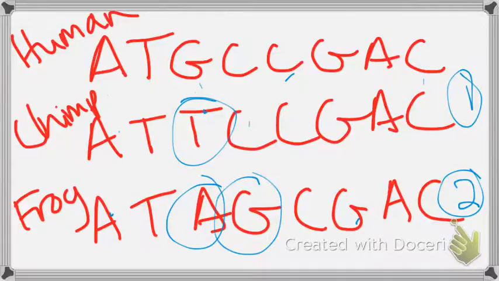So the answer to the question then would be that the human is most closely related to the chimpanzee in this example, right? So that's an example of how we would look and see how two things are more closely related. And we would say that from an evolutionary standpoint, they have branched off from a similar common ancestor more recently than others.